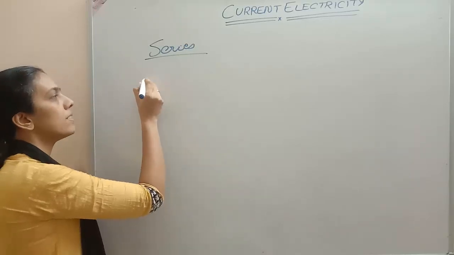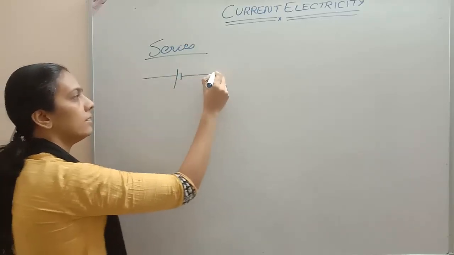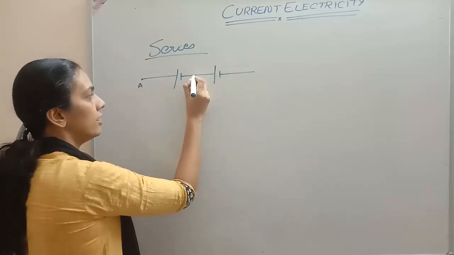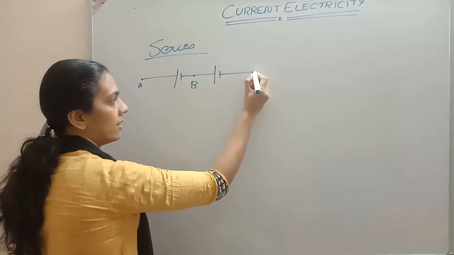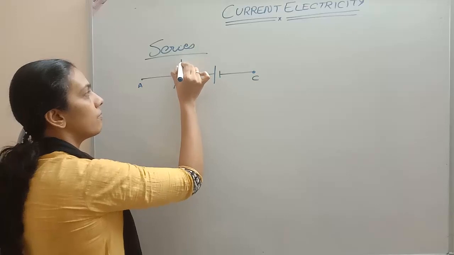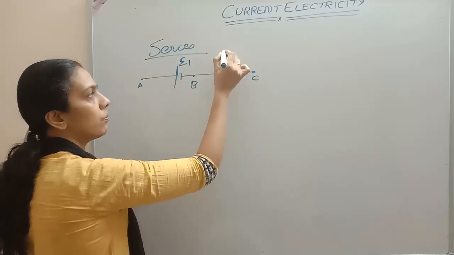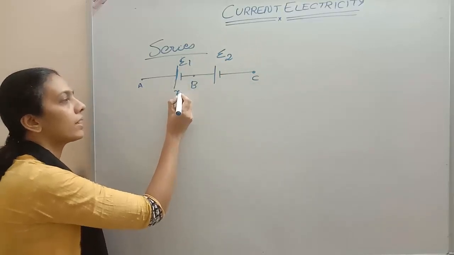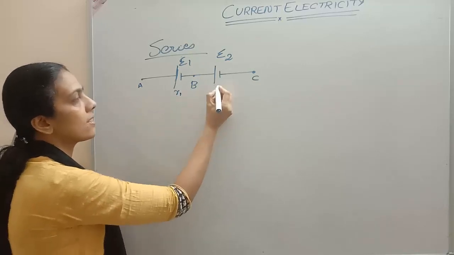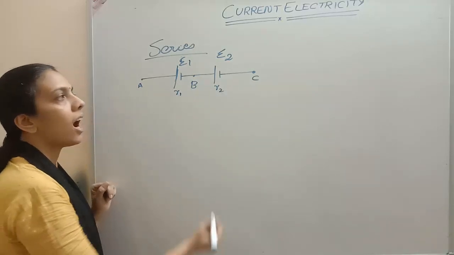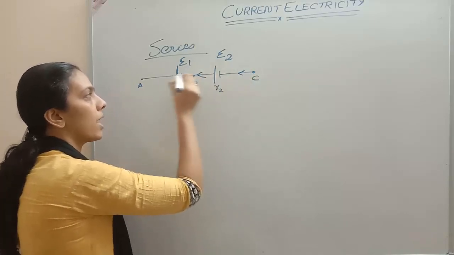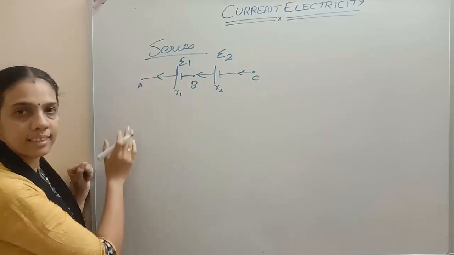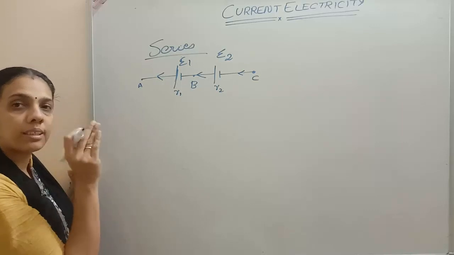Okay, so for that, first I am considering a cell here and this is another cell. This is point A, this point I am considering as B, and this is C. This is the first cell which has EMF E1, and this is the second one which has EMF E2, and this has an internal resistance of R1 and this has R2, and current is moving in this manner.